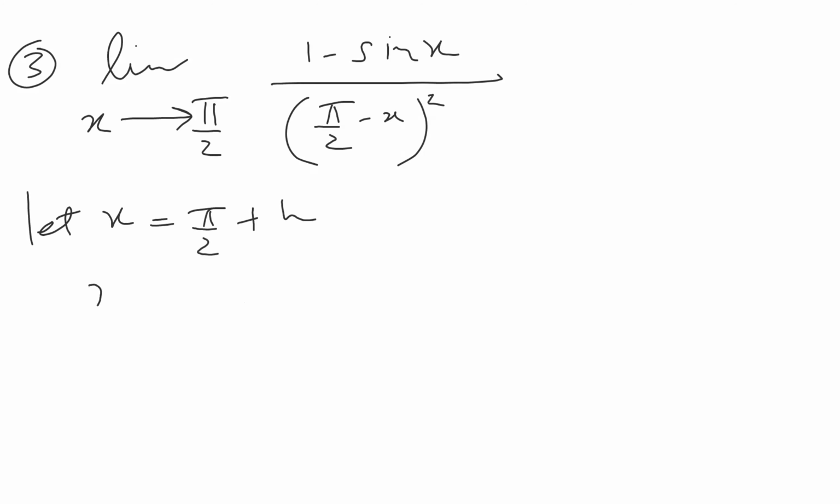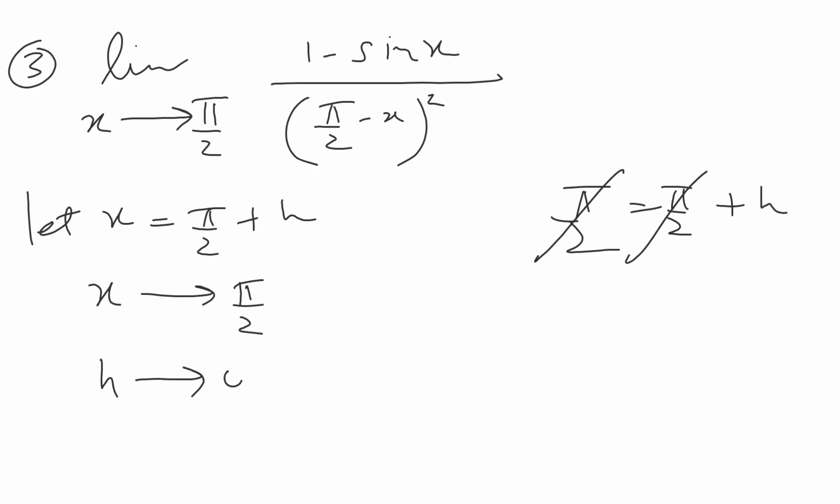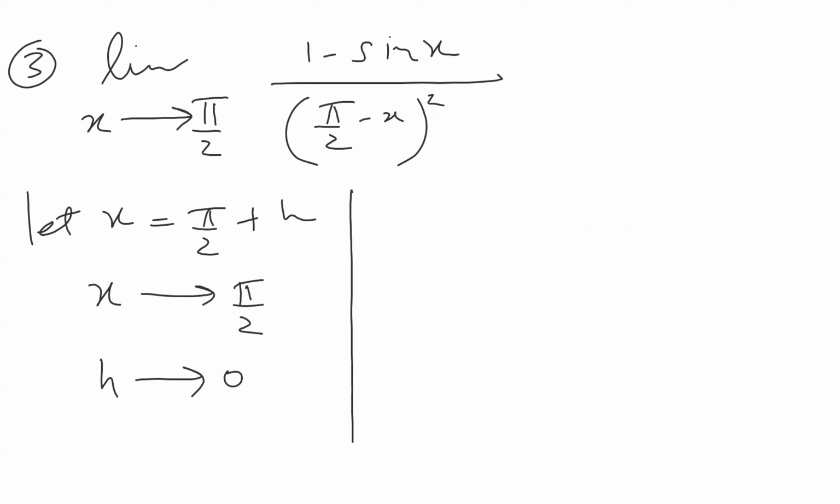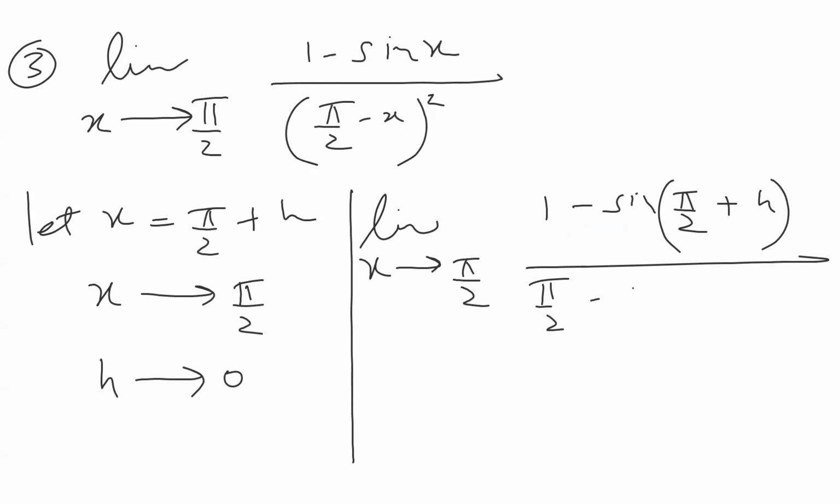As x approaches pi by 2, the pi by 2 cancels, so h will be 0 or very near to 0, approximately 0. This process is called changing limits. Wherever there is x, I'm going to put pi by 2 plus h. So down below also, pi by 2 minus pi by 2 plus h, the whole square.